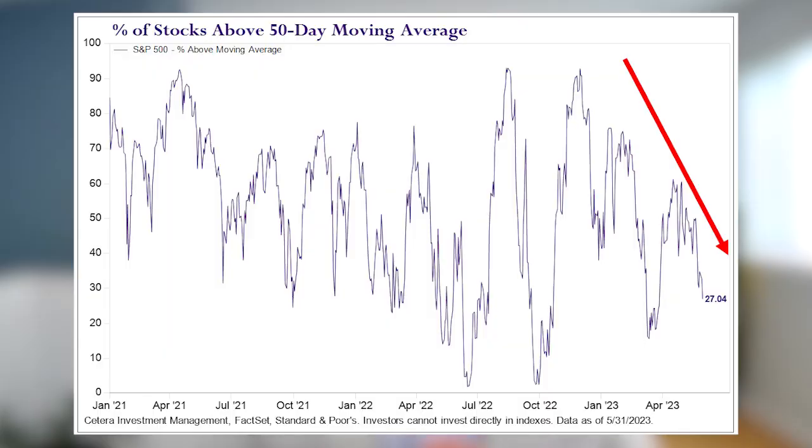One measure that we look at is the percentage of stocks trading above their 50-day moving average. If you look at this chart here, just 27% of stocks in the current rally that we're in right now are trading above their 50-day moving average. It's a super low number. So the point here is that markets are up, but the majority of stocks are not participating in this rally.